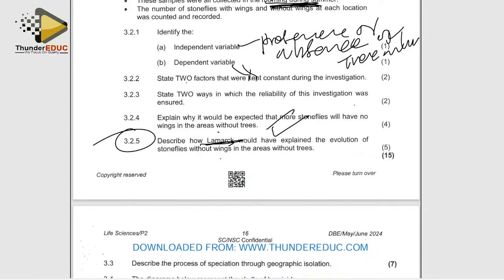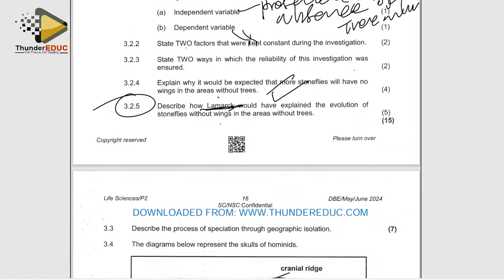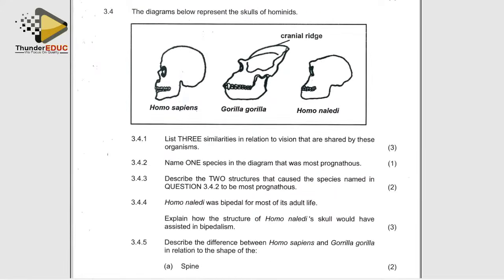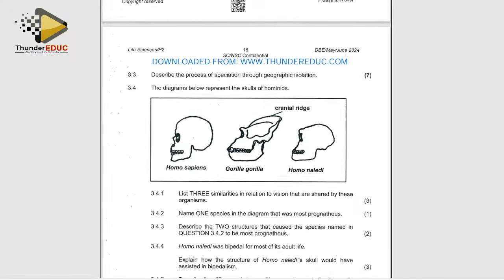There was no variation among these flies, meaning that all flies had wings, and then these flies started to use the wings less frequently. Then the wings became smaller and then disappeared. This character was passed to the next generation, and then all the flies were born without wings. So that's how you're supposed to explain that. Yeah, you see that the paper was not that bad, just some questions required you to apply.